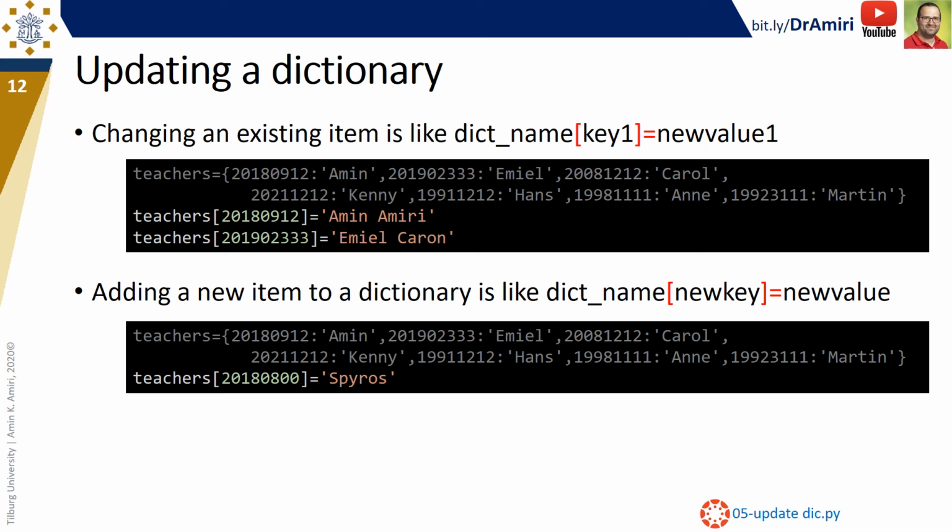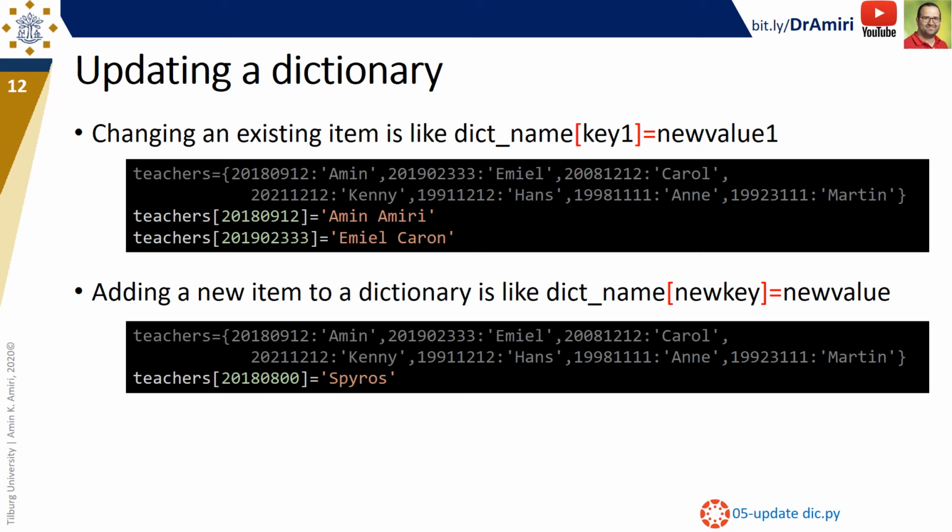We also sometimes need to update a dictionary. To change an item, you can easily give the name of the dictionary, put brackets, and provide the key of the item that you want to change its value. And then after the equal sign, just provide the new value. As you can see here, I changed my name from Amin to Amin Amiri by providing my teaching ID, and I did the same for my colleague.